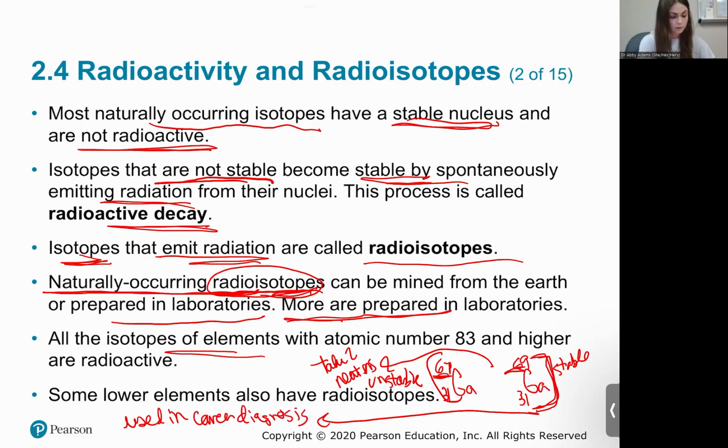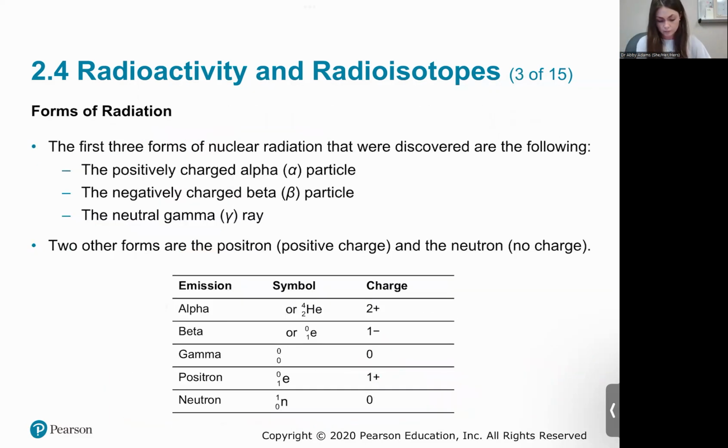So we're going to talk about 3 forms of radiation: alpha, beta, and gamma radiation. And there are positrons and neutrons. We'll come back to this slide as a review after we go through the definitions of each one of these types of radiation.